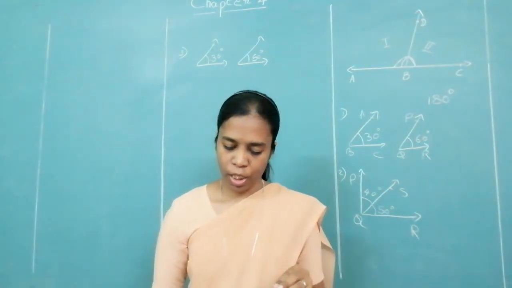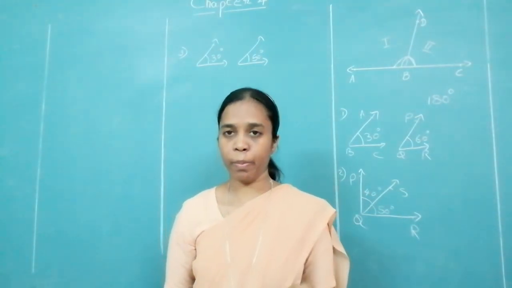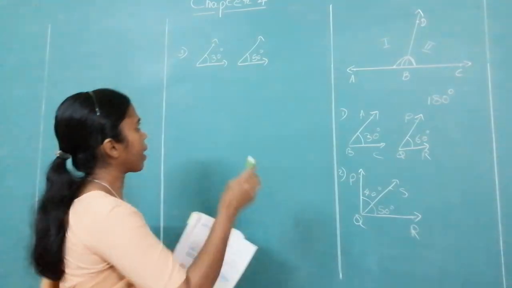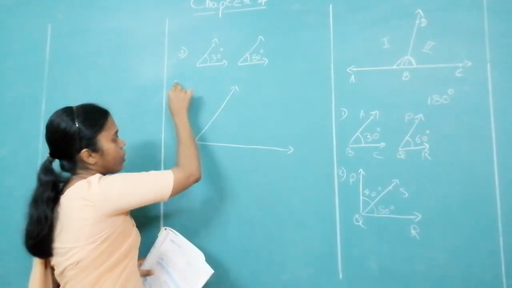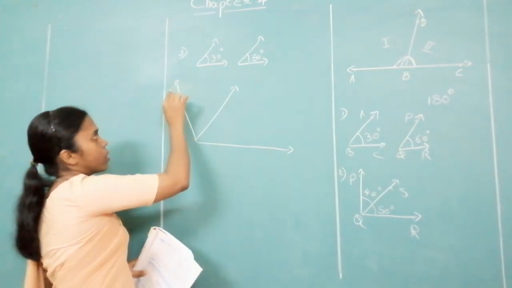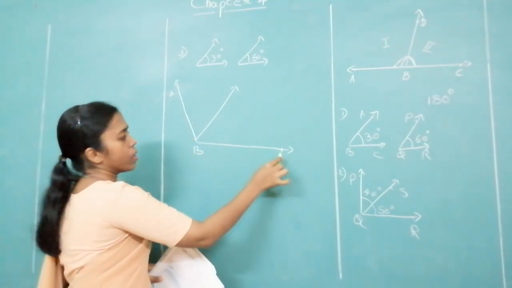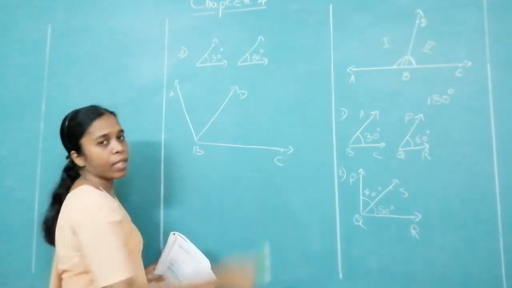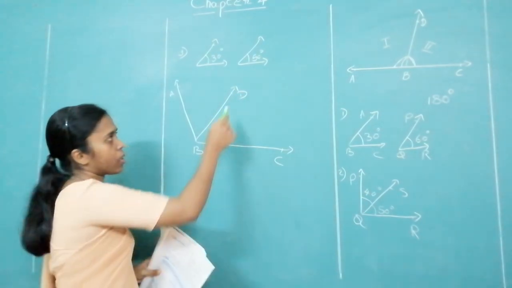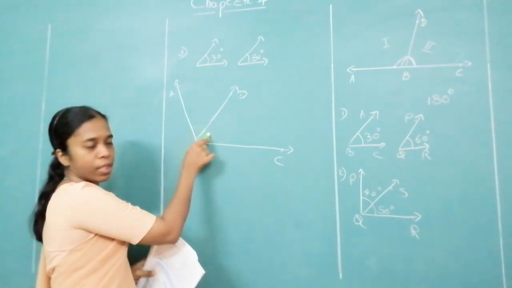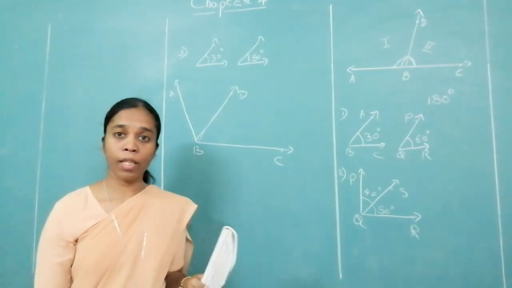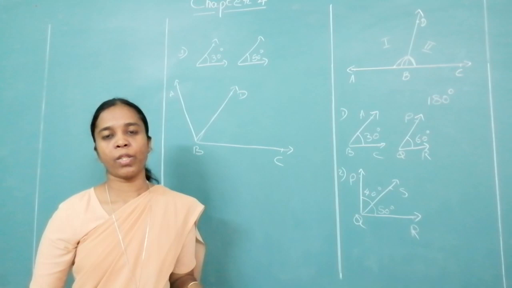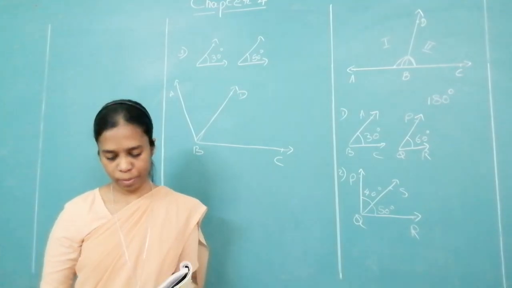Adjacent angles which are not in a linear pair. It has to be adjacent angles, but not a linear pair. Suppose I have angles like this: A, B, C, D. Are they adjacent angles? Yes, they have a common arm which separates the interiors, and a common vertex. So they are adjacent angles. Are they a linear pair? No. To be a linear pair, it has to be supplementary.